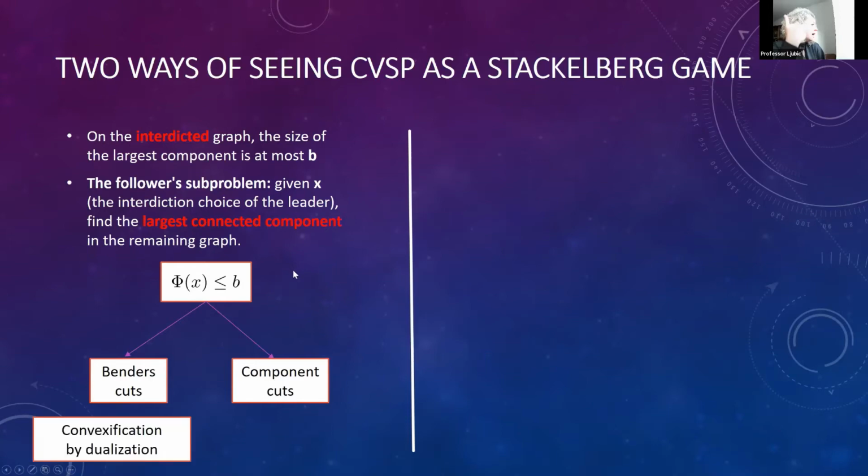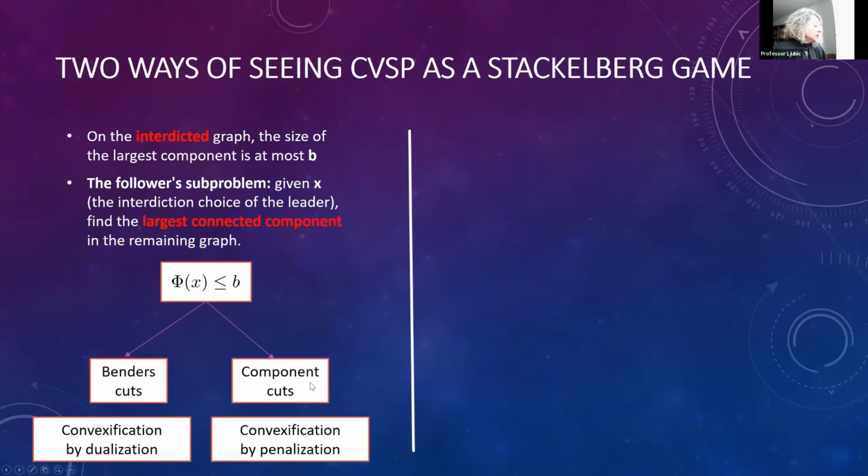Another way would be the following. First of all, these functions phi of x, these value functions, for most of the interesting problems, are highly non-convex and very often non-continuous. So the major trick when solving bilevel optimization problems is to find a way to convexify this value function. In Bender's cuts, this convexification is simply guaranteed by the LP duality, whereas with the component cuts, I will show you the technique that I refer to as convexification by penalization.